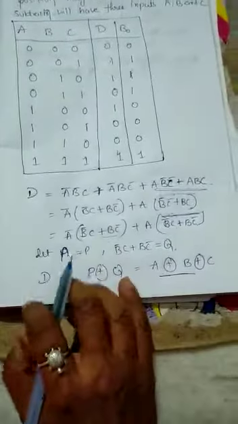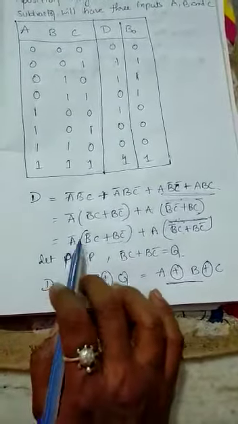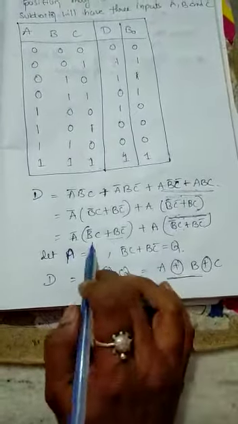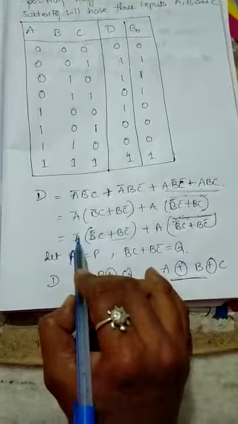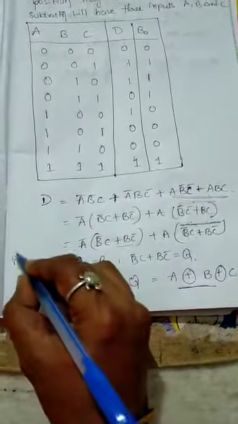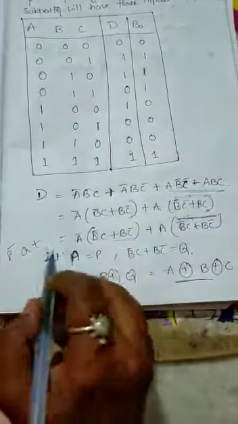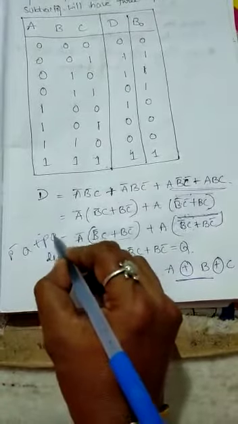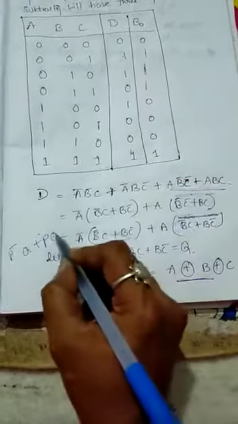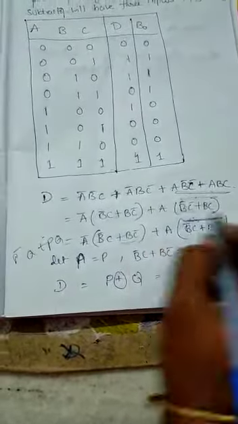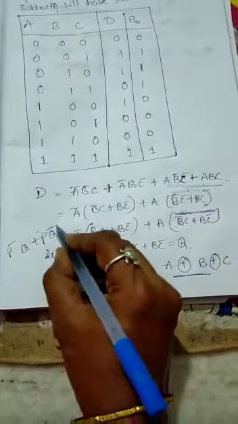So next, let A be equal to P and B bar C plus B C bar as Q. Then how can it change? A bar means P bar Q, plus A means P. This is totally the borrow, sorry, totally this is the borrow, this is P Q bar.